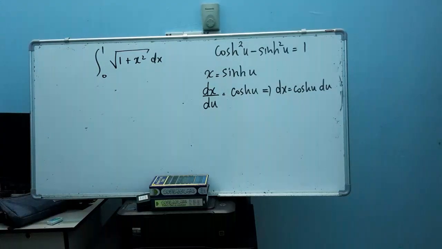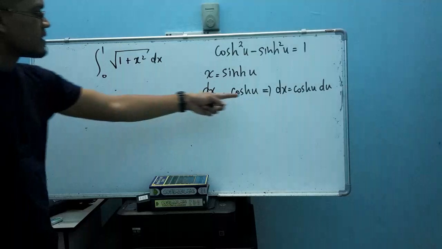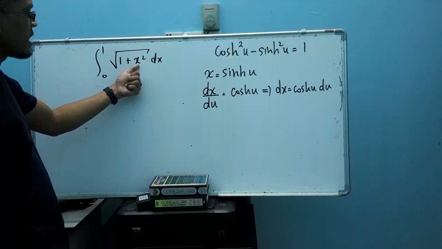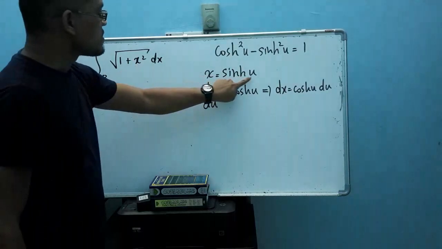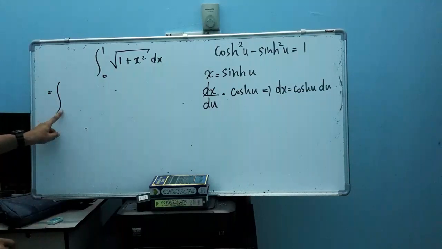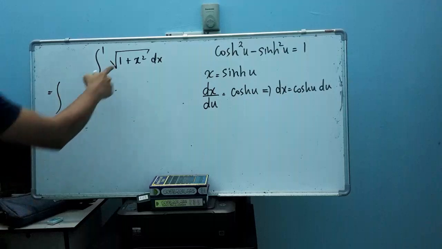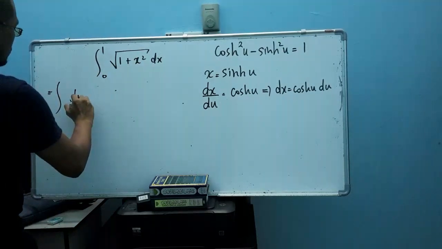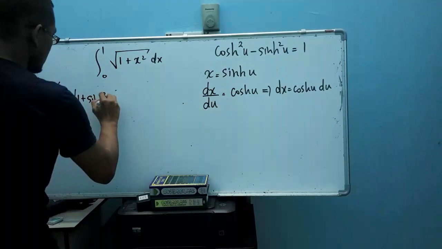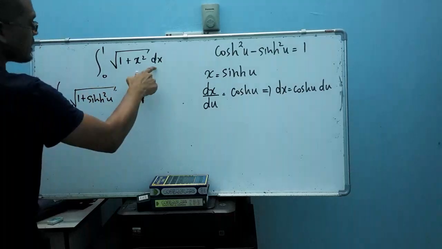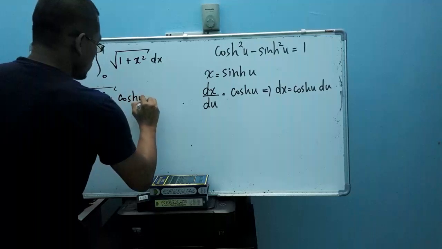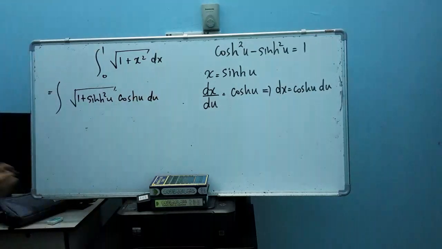And then, after I find my dx is equal to cosh u du, next I just need to substitute, since my x here is equal to sinh u. First let's leave the limits of integration aside. So now I will have the square root of 1 plus sinh squared u, and then the dx I substitute by cosh u du, equals this one.